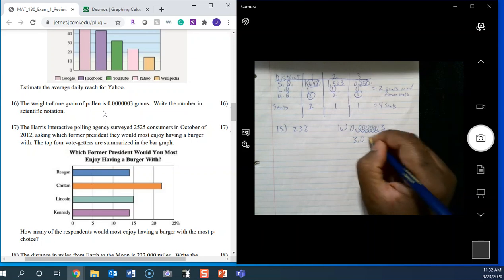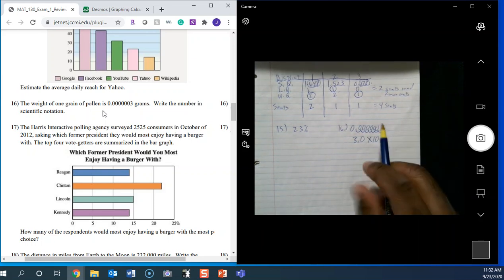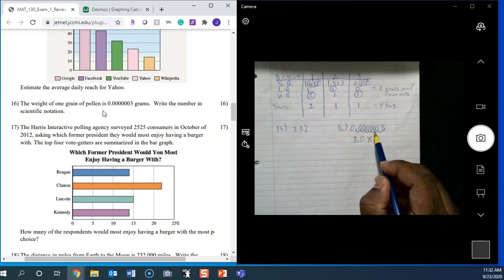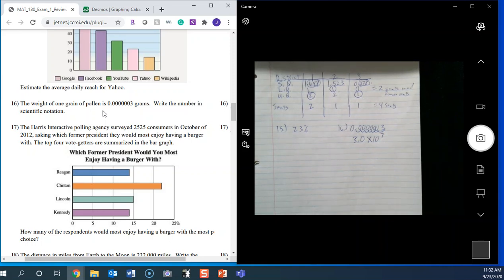So this would be 3.0 times 10. Now we have to determine the exponent. We move this 1, 2, 3, 4, 5, 6, 7 places. So we know our power is going to be 7. But we have to determine whether that 7 is going to be positive or negative.